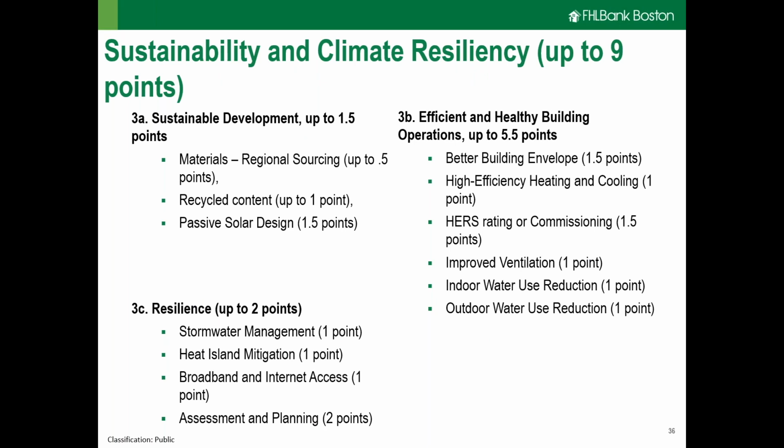Sustainability and climate resiliency: as you can see here, there are different levels, and these are the things you can choose. It runs from materials and solar to ventilation, so up to 9 points in this category. And again, as you're choosing these items, please be sure it's something that you are actually going to be able to deliver.